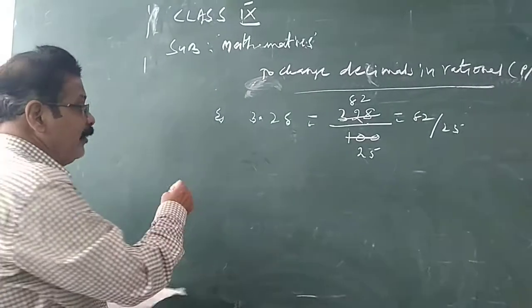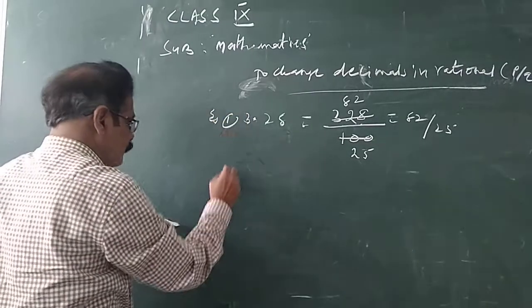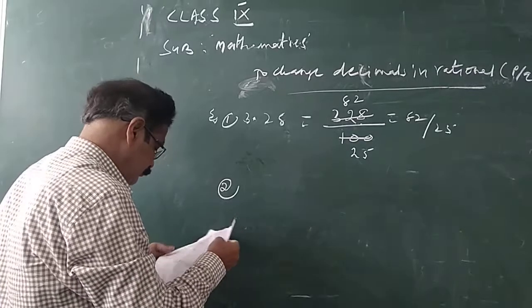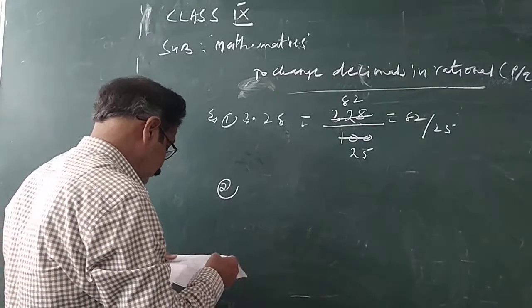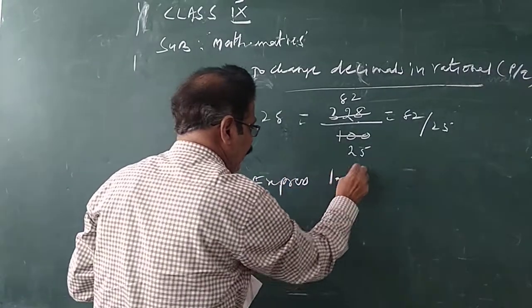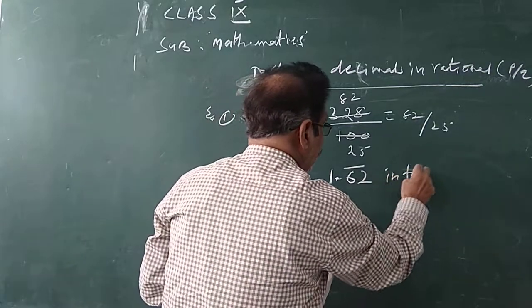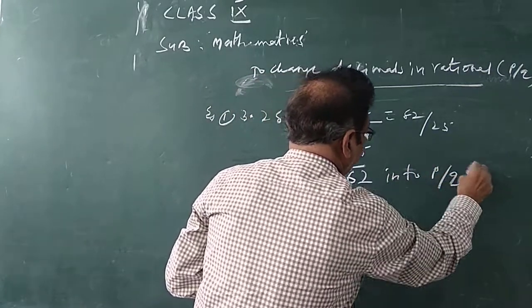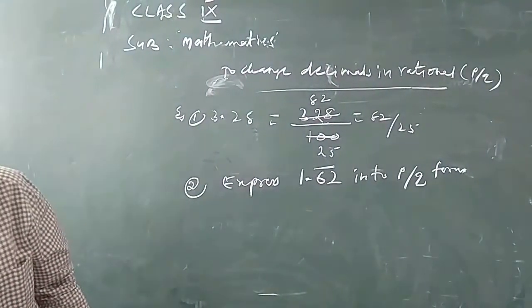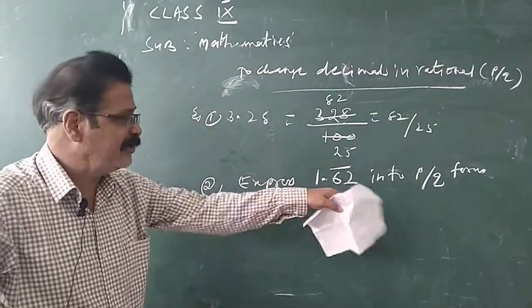Similarly, a non-terminating decimal can also be changed into p by q form. Example: express 1.62 with a bar into p by q form. How to change this? What decimal is this? Non-terminating repeating decimal. We have to change it into p by q.